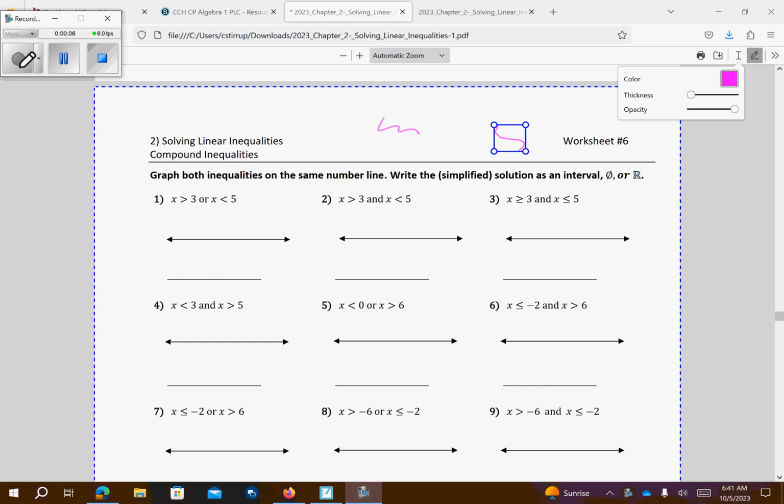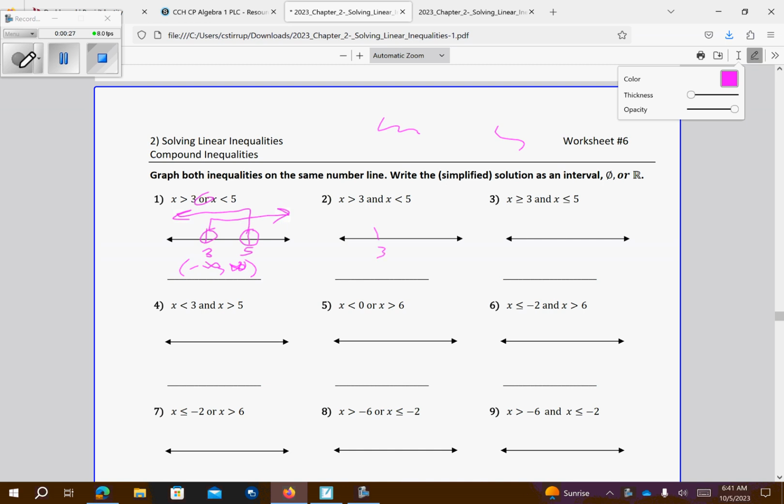Okay, so the first one we want to do, we have a 3 here and we have a 5 here. We have an open dot going this way, and an open dot going this way. This is an OR problem, so we want overlap. No, overlap doesn't matter. So my answer is going to be negative to positive infinity.